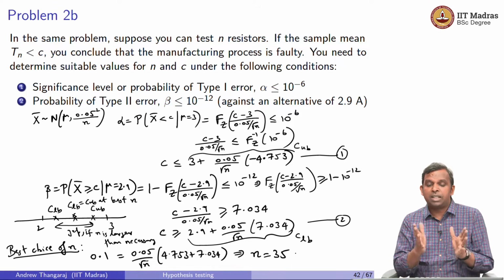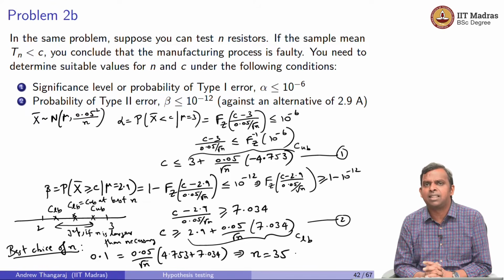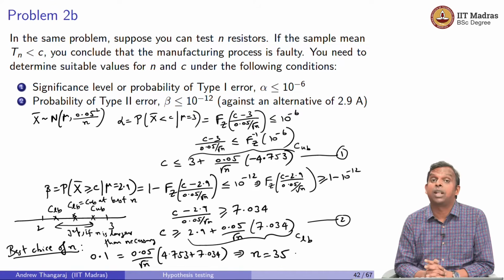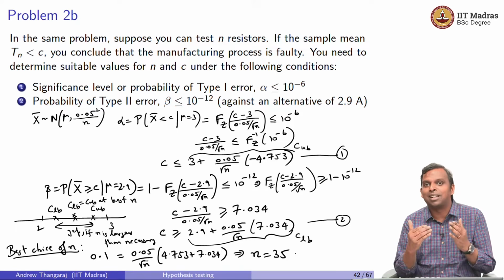Okay, so hopefully this problem was illustrative. These kinds of calculations are very standard in some sense. If you know the type 1 error, type 2 error that you want, how do you find n and C? But more than that, I want to emphasize this type 2 error a lot.